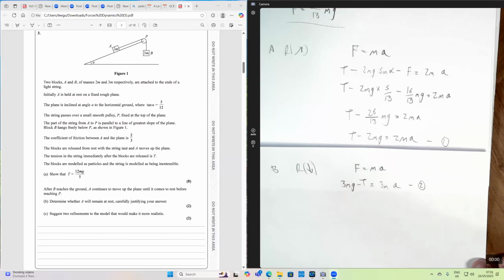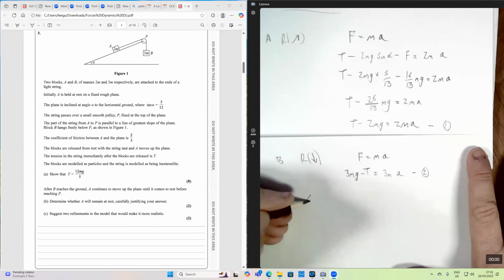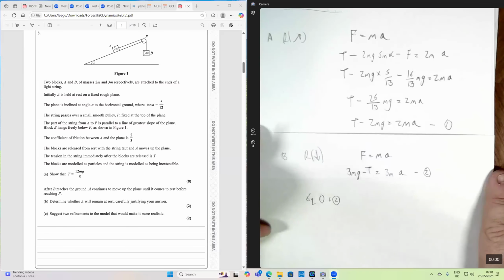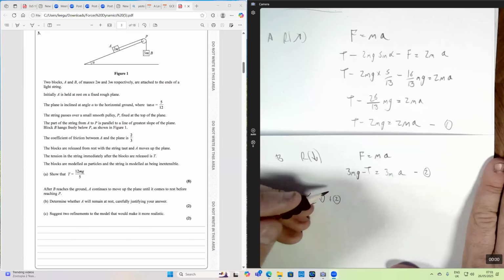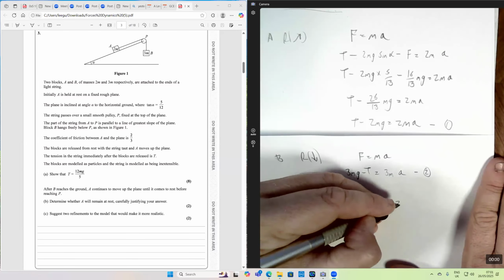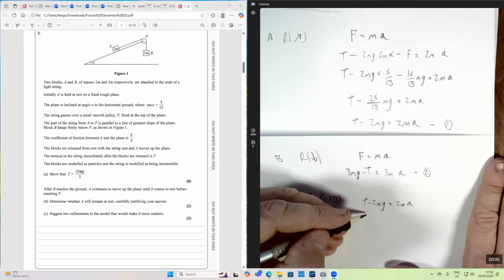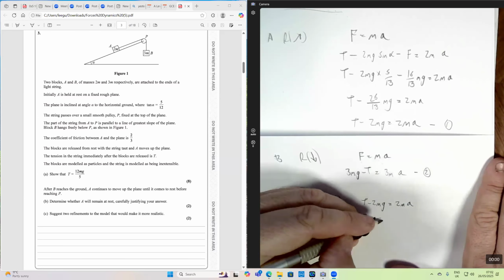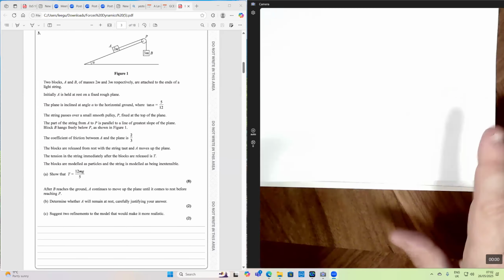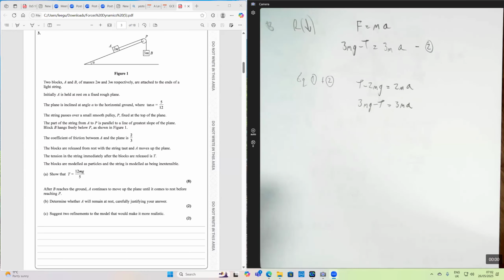And then, do you know what? Actually, that might be easier. I'm going to do that. I'm going to say equation 1 add equation 2. If I add those two equations together, let me write that down. So I'm going to have T minus 2mg is equal to 2ma. So that's my equation 1. And I'm going to add to it the second equation, which is 3mg minus T is equal to 3ma. I just decided to do it this way rather than rearrange and make a the subject, just because I think it drops out quite nicely here.